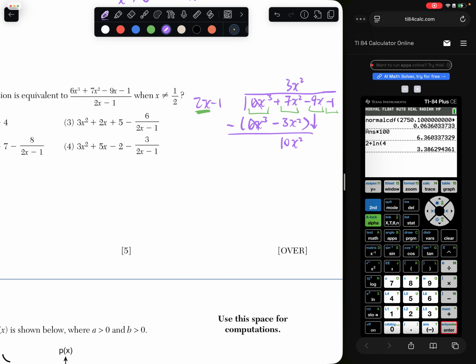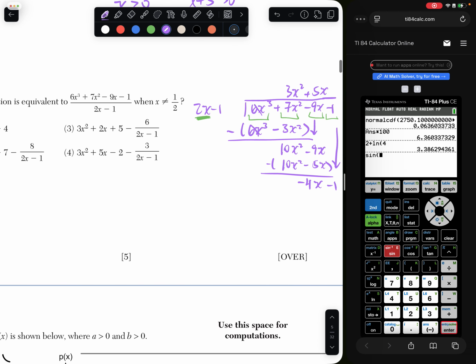Now I bring this down, and then I'm going to repeat. So 2x, how many times does it go into 10x squared? It's just 5x. So this becomes 10x squared minus 5x, and then I subtract again. Then this becomes minus 4x, and I bring down the minus 1.